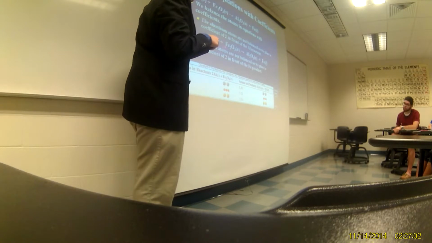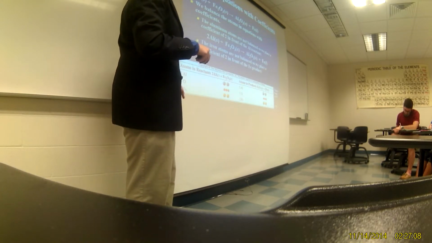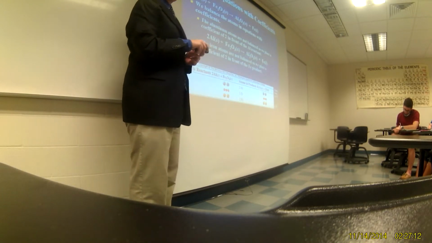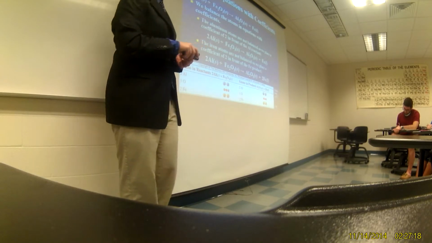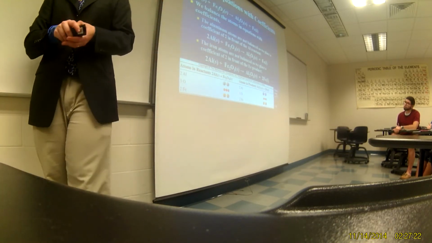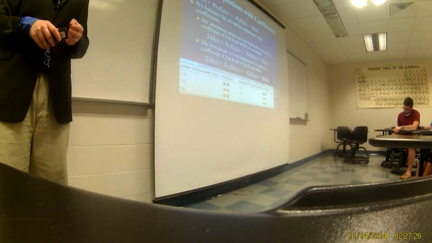Now, our oxygens are okay. They were already okay, but our irons were not. Originally, we had 2 on the left, 1 on the right. So I can just put a 2 right here, and now I have 2 irons on the right, and now everything is balanced. If it is balanced, it's a valid equation.